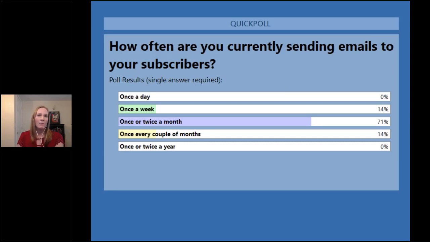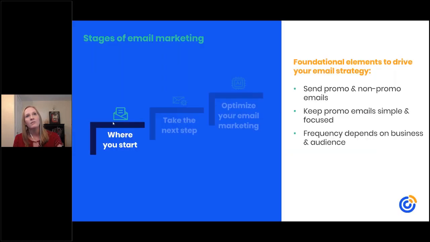So that's actually about what I expected to see there. Once or twice a month being the most popular answer, once a week after that, and then once every couple of months. Really, once a month is what we suggest there. So let me go ahead and hide the poll and make sure my visuals are still showing up there. All right, yes. So once a month is what we typically recommend that you send.